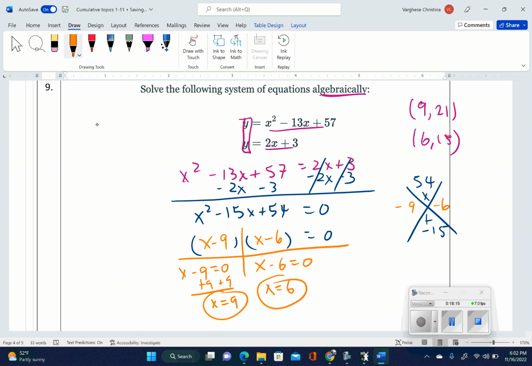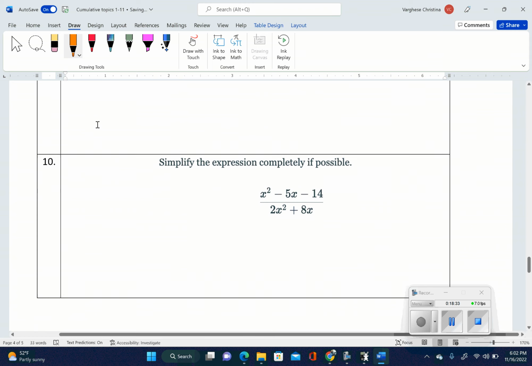How do you get your y's, right? You literally just plug it in here. 9 times 2 plus 3 is equal to 21. If you take 6 and plug it in, 2 times 6 is 12, plus 3 is equal to 15. That's how they got these numbers. So that would give you full credit.